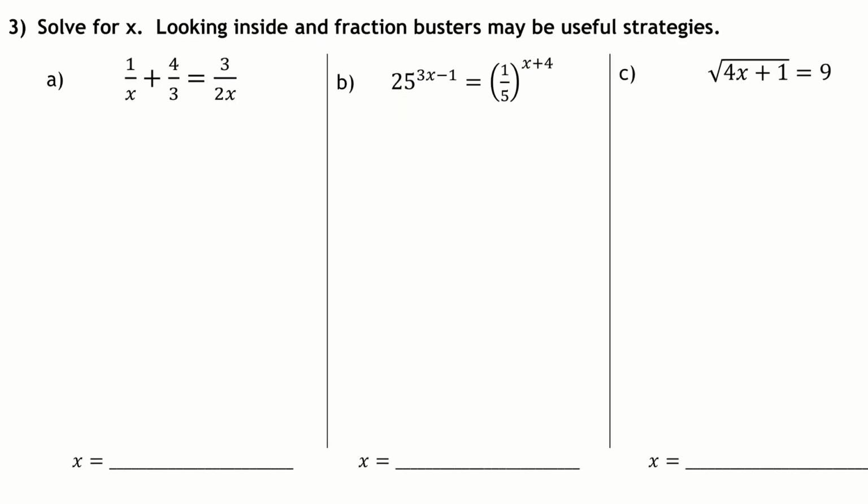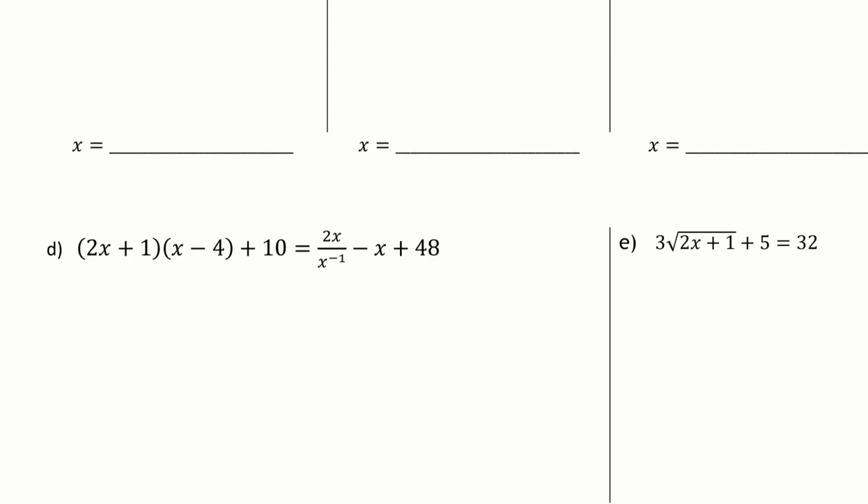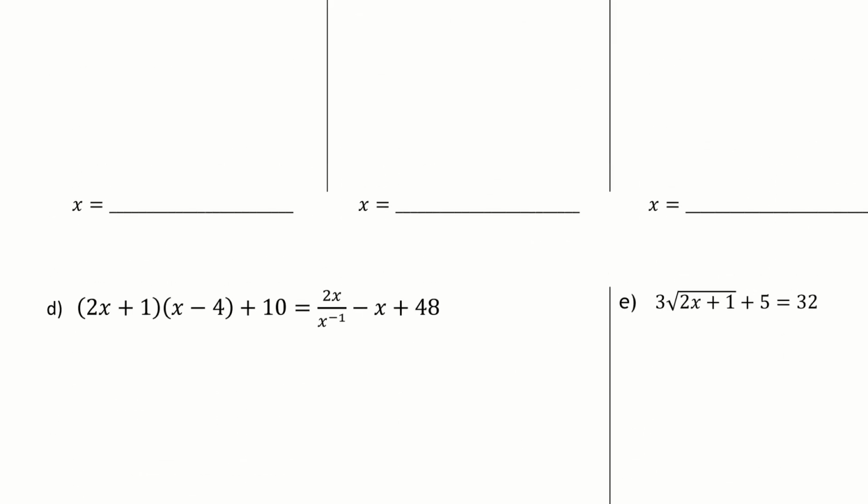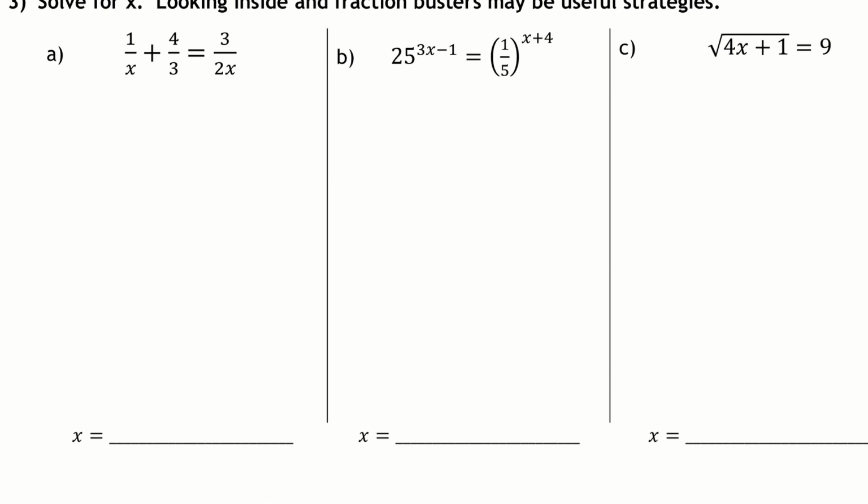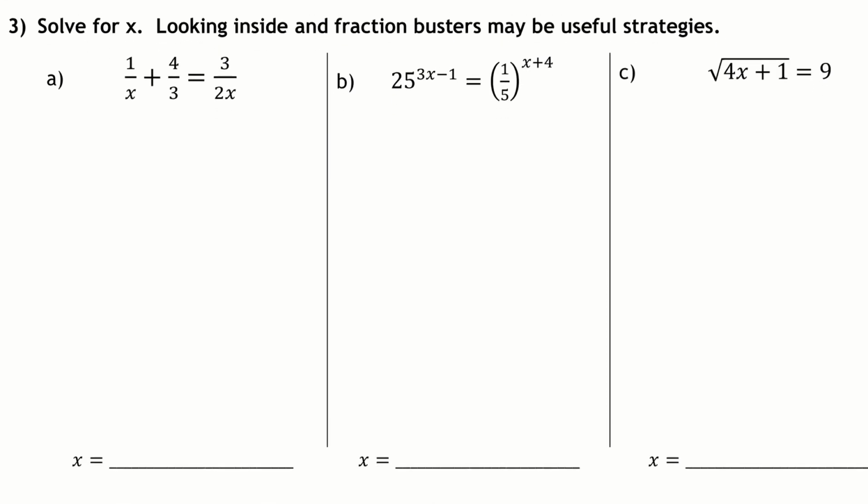Okay, we are on to the third page, the third problem. I think there's a total of 1, 2, 3, 4, 5, 6, 7 equations here. These are a little bit more robust, and we're looking at the tools that we developed and discussed in this chapter, namely looking inside, undoing, and rewriting. This first equation, well, and that's another tool too, is fraction busters. That came a lesson later.